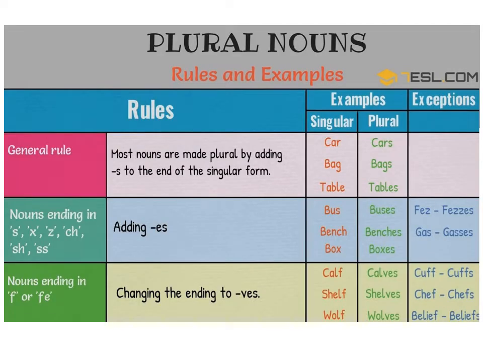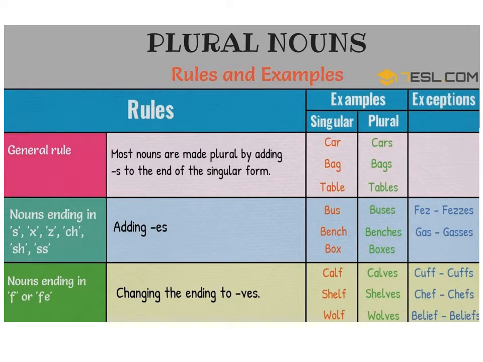Okay, so now let's have the plural nouns rules and examples. Rules means these are the things that we need to obey, right? So, in making plural nouns, here are the rules and examples. The general rule: most nouns are made plural by adding s to the end of the singular form. Again, most nouns are made plural by adding what letter? Great. Letter S to the end of the singular form.